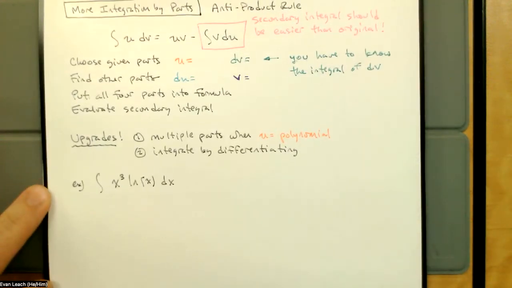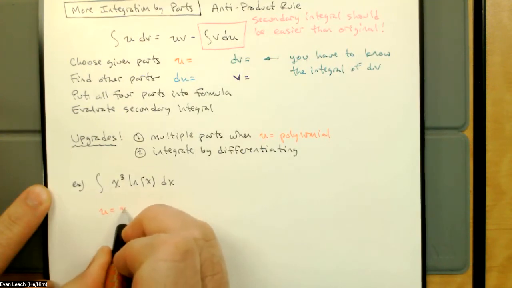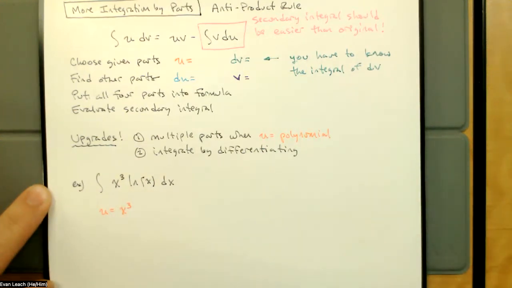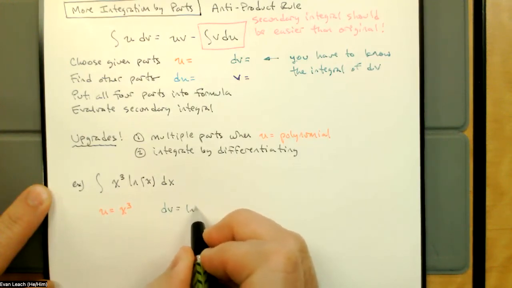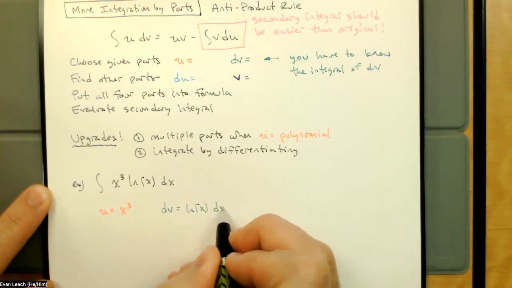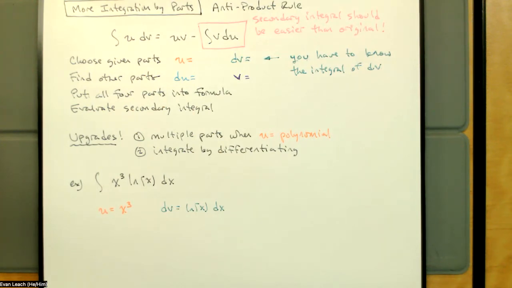So our initial thought might be to choose u is x cubed and then make dv natural log of x dx. This might be the first thing that occurs to us, but now we've run into a problem. We immediately run into a problem, and that is that we do not know the antiderivative of natural log of x.